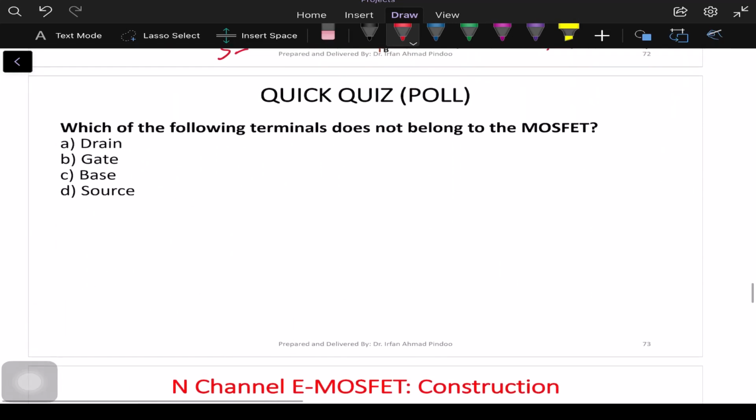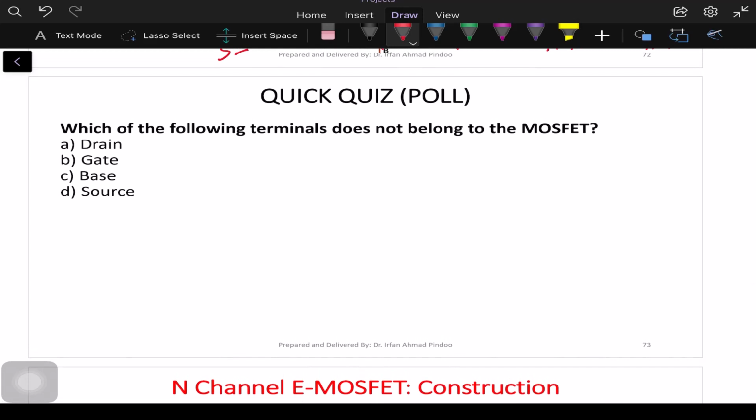So we have one simple question: which of the following terminals does not belong to the MOSFET? I said MOSFET has drain, gate and source. So base is not the correct one. So base is the right option here.